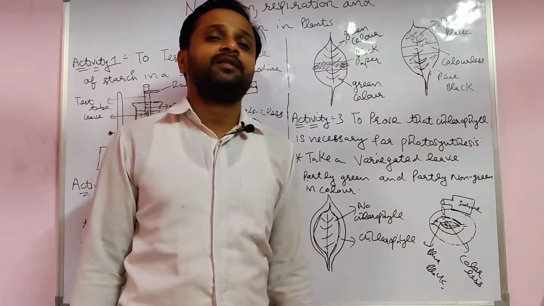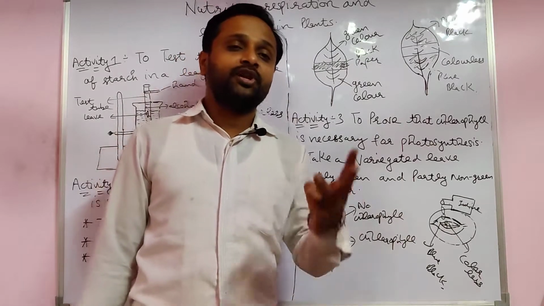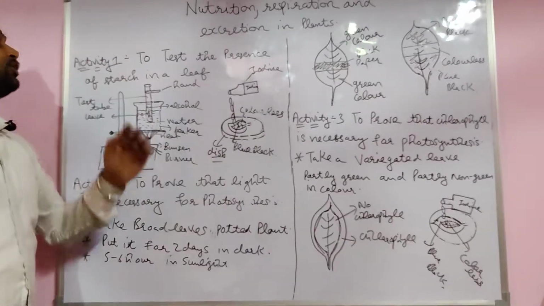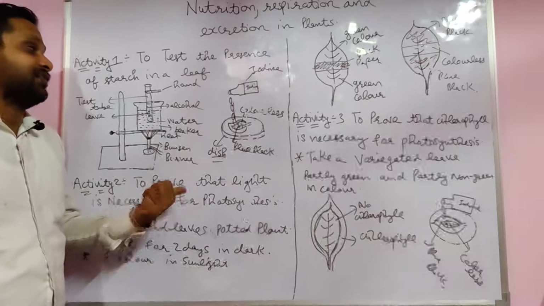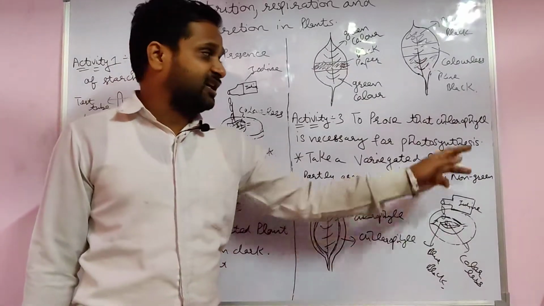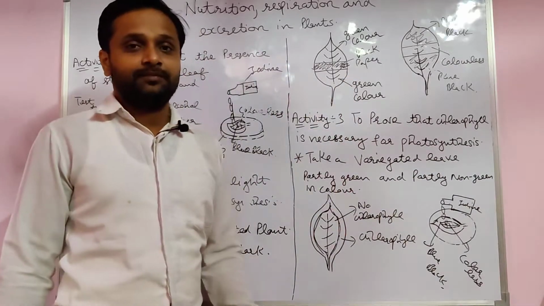Chlorophyll is a very important thing. So three things are very important for photosynthesis, students. First is the presence of starch. How do you test the presence of starch? By this test. Second, light is very necessary. And third, chlorophyll is very necessary.